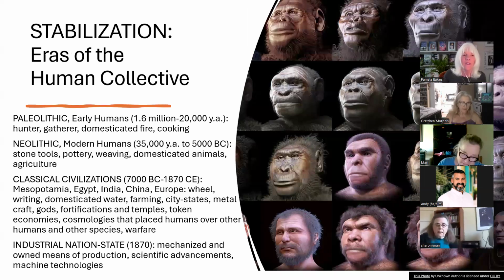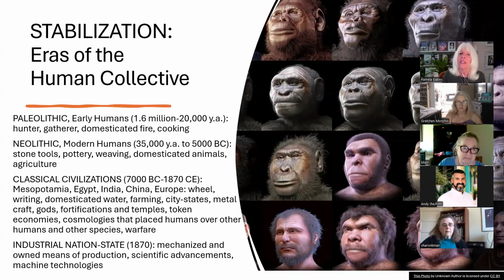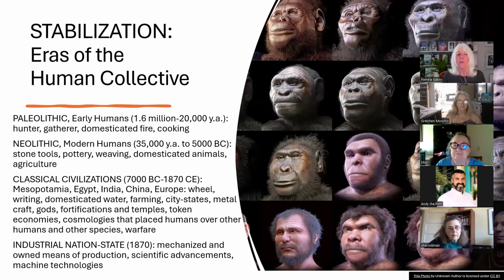And then the development of the human collective, different eras, different phases of the human collective emerging. Paleolithic, early humans, 1.6 million to 20,000 years ago. So that's about when it began. 1.6 million years ago, humans begin to emerge. Hunters, gatherers, domesticating fires and cooking. Those were some of the aspects, not all of them, of course, but just a few, just to give you an idea of stabilization.